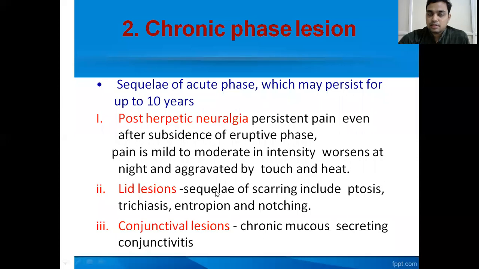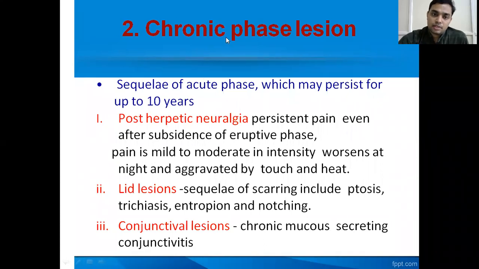And we see lid lesions because of the vesicles formed, which turn into ulcers, and they leave permanent scars. There is a chance of ptosis, that is drooping of the eyelids, and trichiasis, that is misdirection of the eyelashes, and entropion, that is inward turning of the eyelid margins, and we see notching. So because of the lid lesions, there are sequelae of scarring. Conjunctival lesions: we see mucopurulent conjunctivitis, a chronic mucus secreting conjunctivitis.